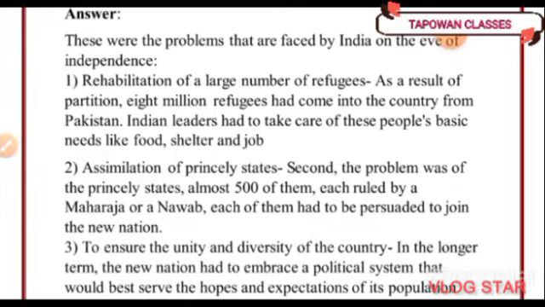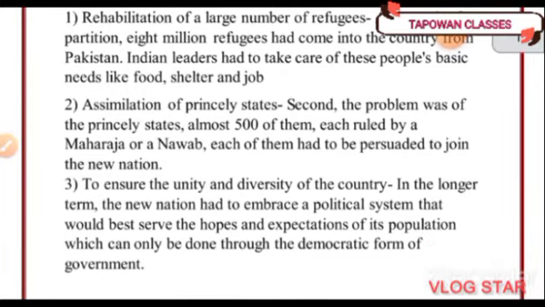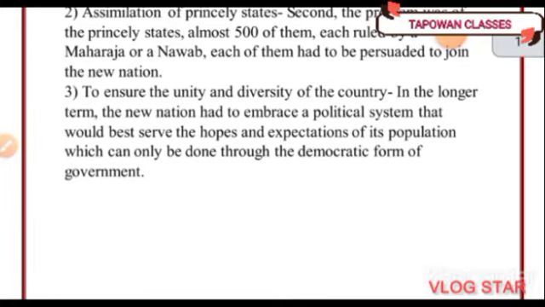As a result of partition, 8 million refugees had come into the country from Pakistan. Indian leaders had to take care of these people's basic needs, like food, shelter and jobs. Second, assimilation of princely states. There were almost 500 of them, each ruled by a Maharaja or a Nawab. Each of them had to be persuaded to join the new nation.